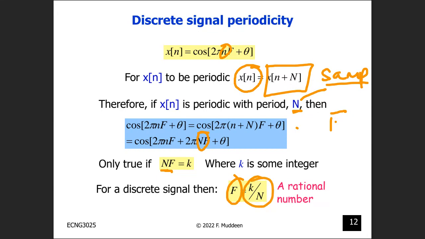In other words, the frequency that I pick when I'm generating a sinusoid has to be some rational number, like 100 over 5,000. In other words, a ratio of 2 integers. We'll see where this comes about. This is the actual frequency in hertz, and this is what we call the sampling frequency here. Okay?